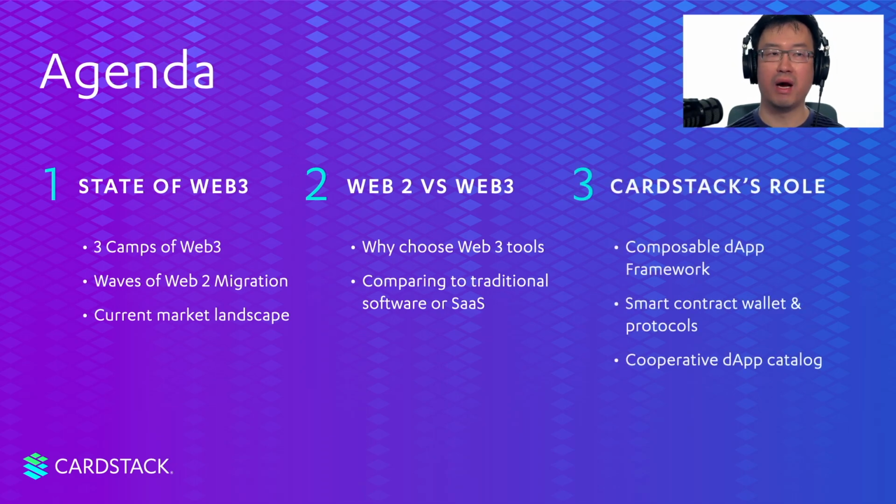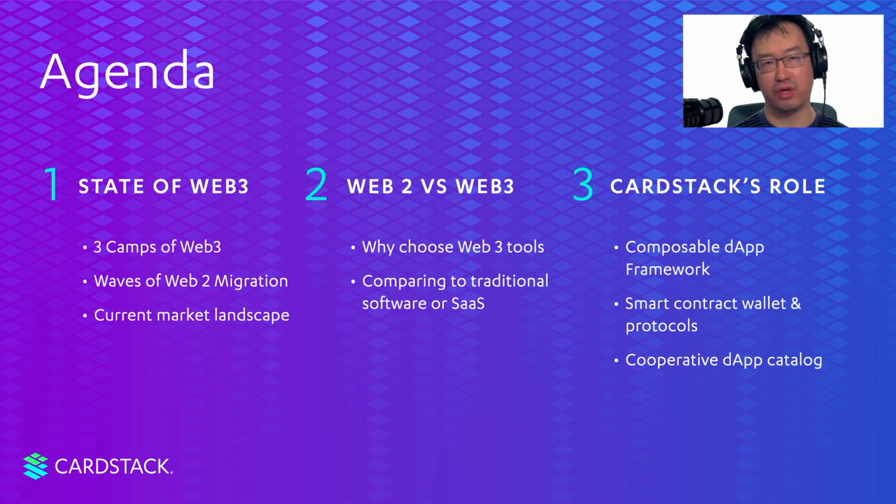And sprinkled among all of this, we're going to talk a little about Cardstack's role, what we believe is our contribution, our little part within this great migration. That includes talking about our composable dApp framework, the application building blocks, and some additional ideas I believe are important for unlocking usability around the smart contract wallet and the payment protocol, as well as concluding on what we believe the future app store or software catalog will look like.